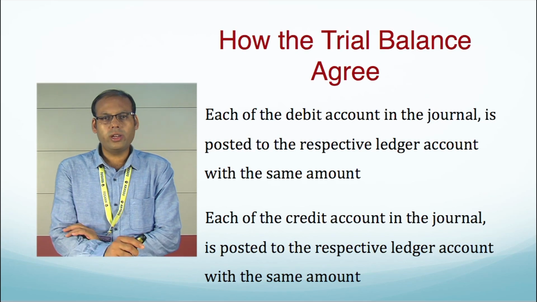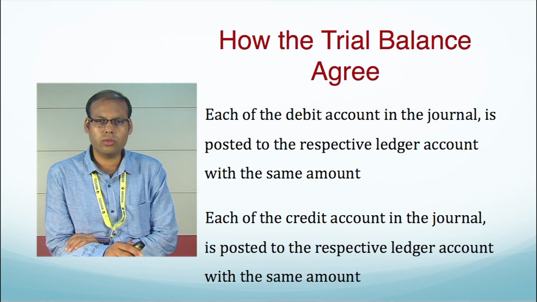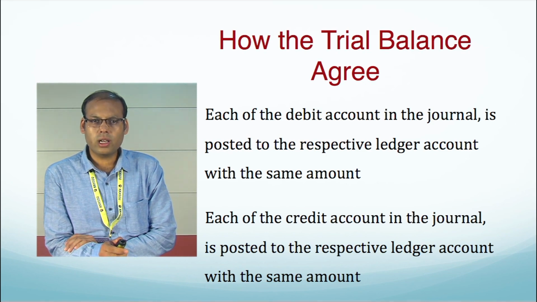Now, each debit account in the journal is posted to the respective ledger account in the ledger book with the same amount. It means for the furniture account, we will have one particular account in the ledger book. For the purchase account, we will have one particular account in the ledger book, and we will also record the opposite entries in the cash book.